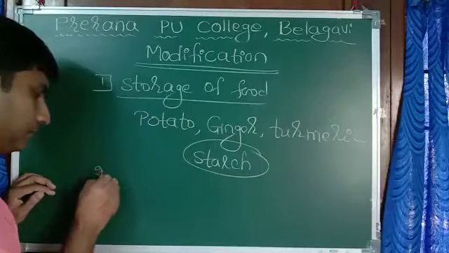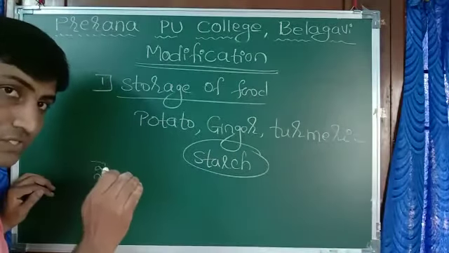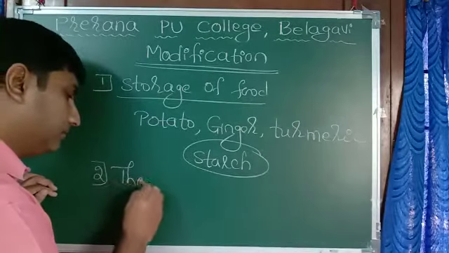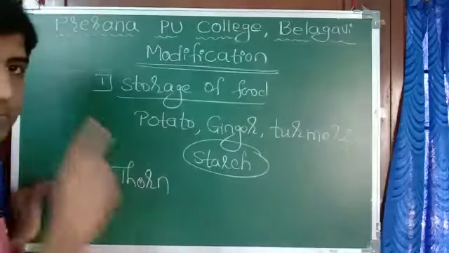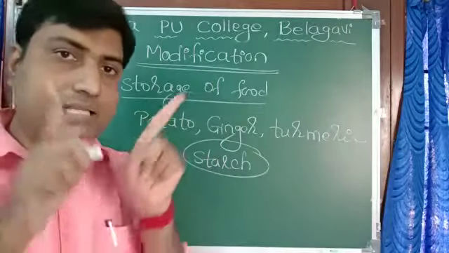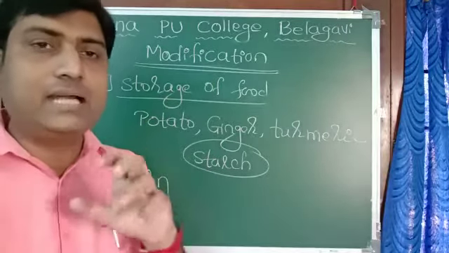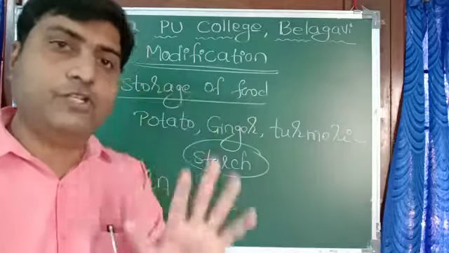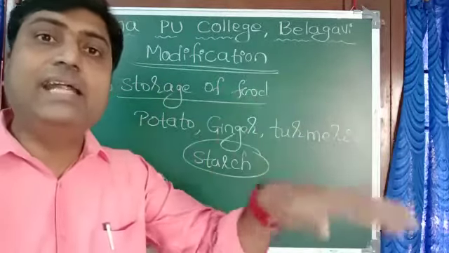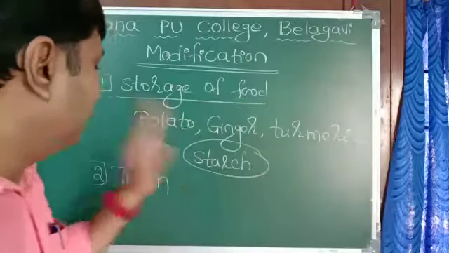Second one, stem is modified to form thorn, as in case of citrus, lemon. We can see that thorn. It acts as a defensive function, so that herbivorous animals should not come and eat or disturb that particular plant. Thorn.